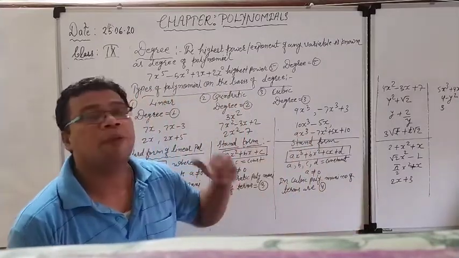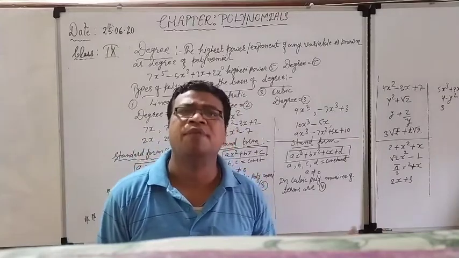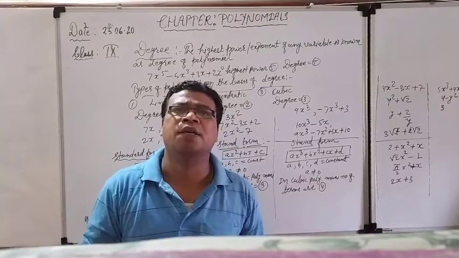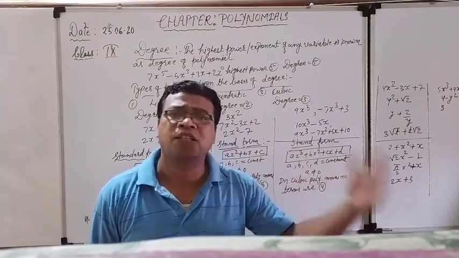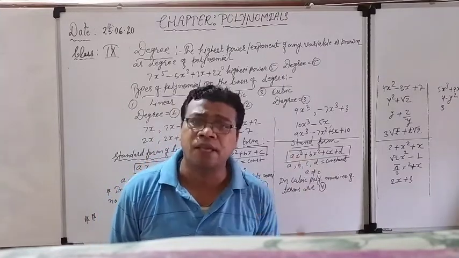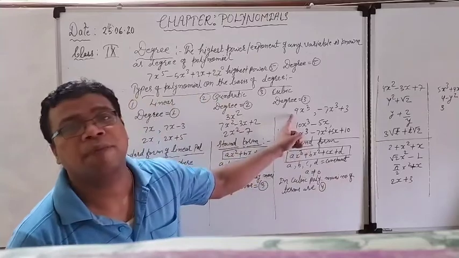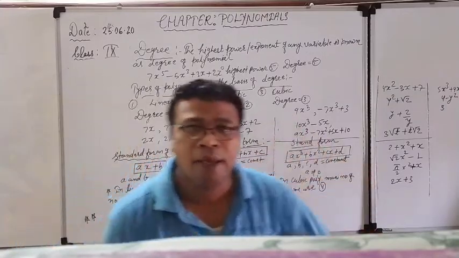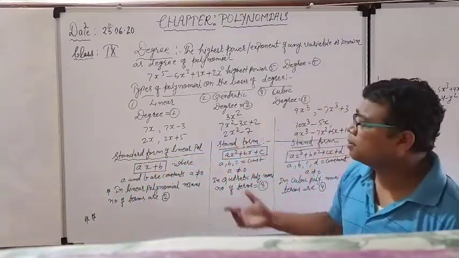Third, you can see cubic polynomial. Again 3, degree will be 3. If any kind of algebraic expression, if the highest power of the variable, which is also known as the degree of the polynomial, is 3, then it is known as the cubic polynomial. Okay, right now see so many examples.